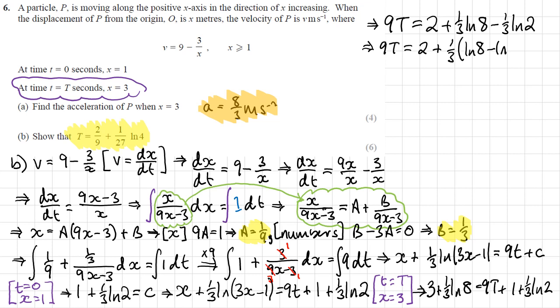Now the log 8 minus log 2 is like natural log 8 divided by 2, so that's going to be log 4. So I have 9t is equal to 2 plus 1/3 log 4. Now we'll divide both sides by 9, and we'll have t is equal to 2 over 9 plus, and 1/3 divided by 9 becomes 1/27, log 4 as required.